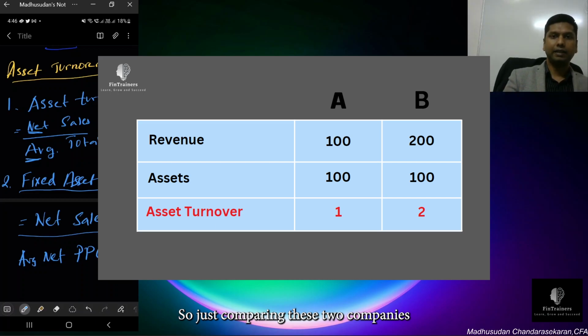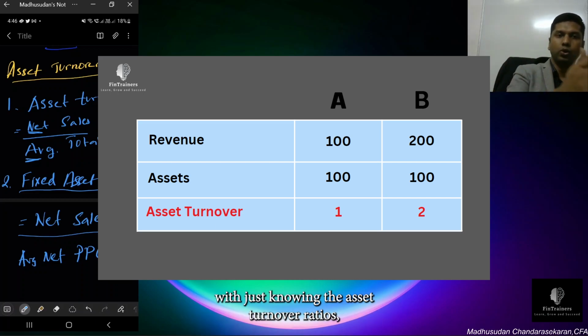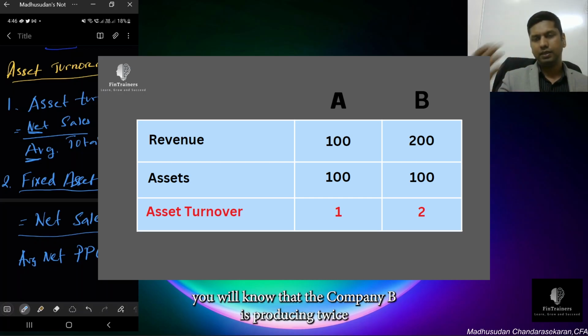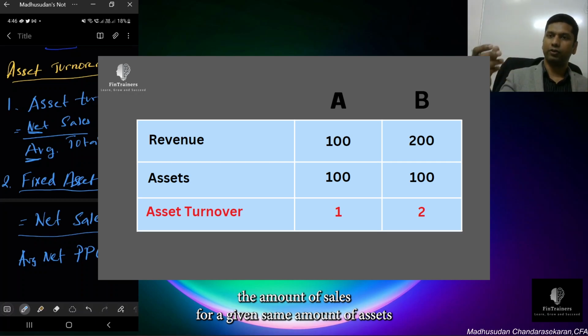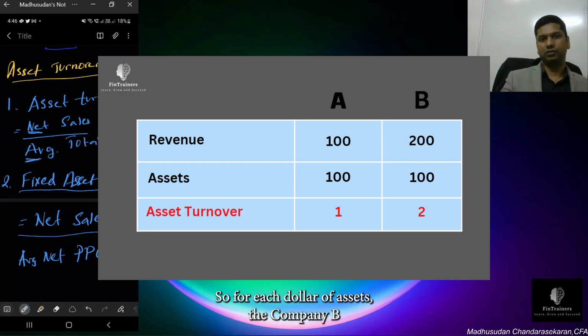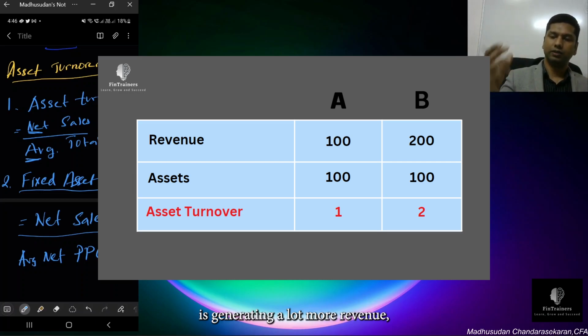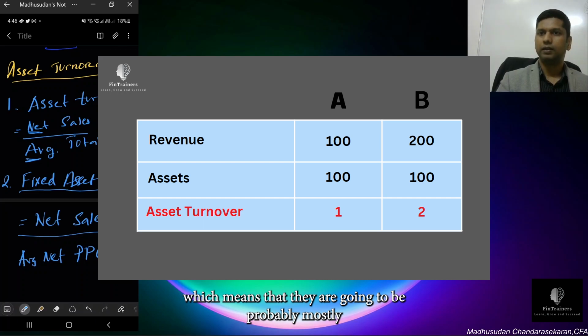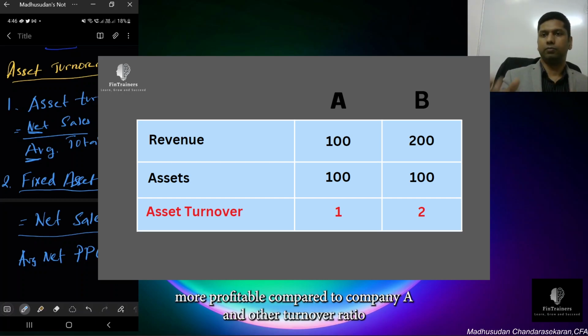So just comparing these two companies with just knowing the asset turnover ratios, you will know that company B is producing twice the amount of sales for the same amount of assets. So for each dollar of assets, company B is generating a lot more revenue, which means that they are probably going to be more profitable compared to company A.